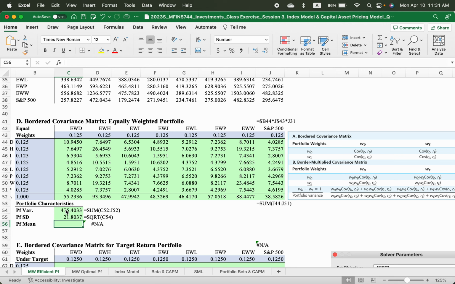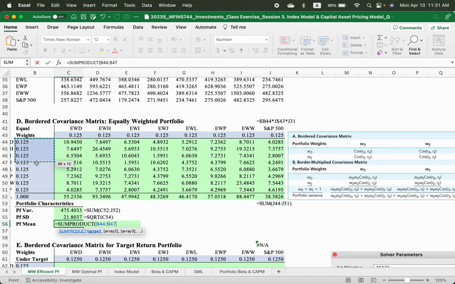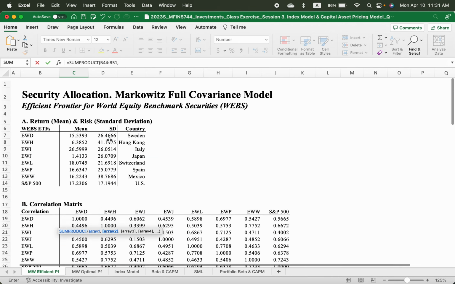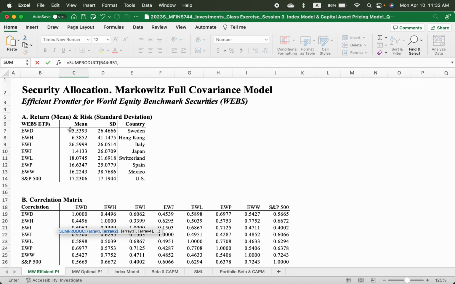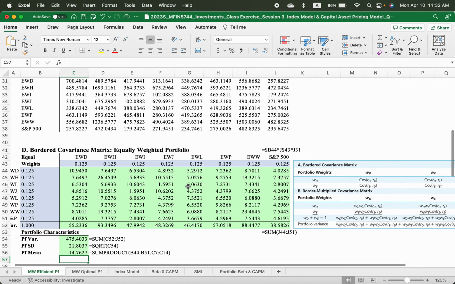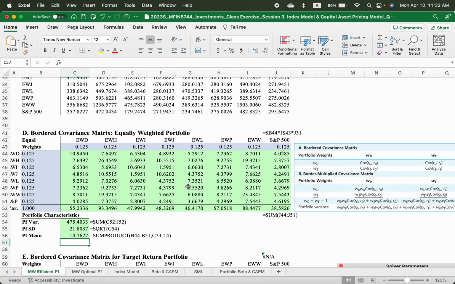Then how to calculate the portfolio average rate of return? Portfolio mean, you can use the sum product of this weight, the equal weight, times the mean we collected here at the top. Then we got this 14%. So this equally weighted portfolio with these 8 securities would generate a standard deviation of 21% and a portfolio average expected rate of return of 14%, right?